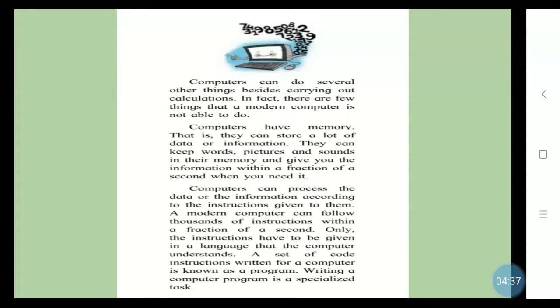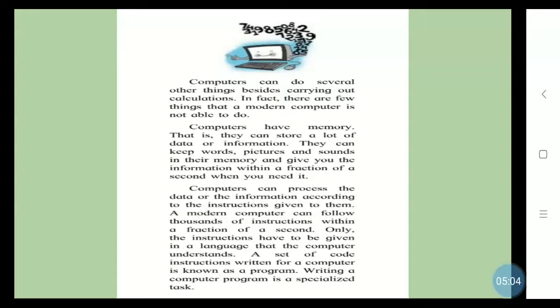Computers have memory. Now, we all know that we have memory. We remember things. We memorize things. In the same way, it is said that the computer also has memory. Computers have memory. Remember this. That is, they can store a lot of data or information. Why do we say that they have memory? Because they can store a lot of data or information.